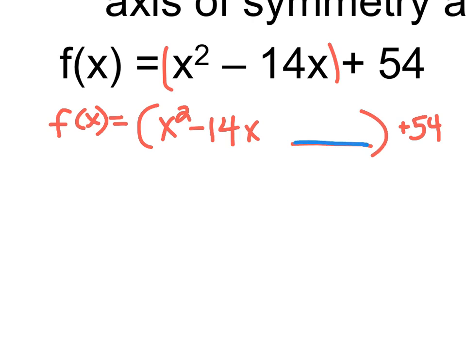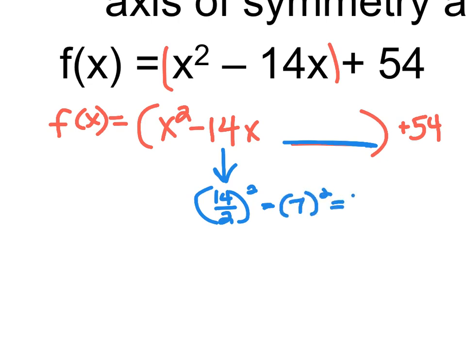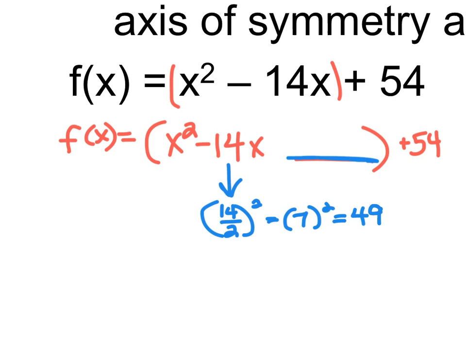So then I've got to figure out what goes here. I take this 14. I ignore the sign because I'm going to end up squaring it anyway, so it does not matter. I'm going to do 14 divided by 2, and then I'm going to square it. So what's 14 divided by 2? 7, and 7 squared is? 49. That is what I add inside the parentheses and subtract outside the parentheses because I've got to balance this equation. I can't just change one part of it.